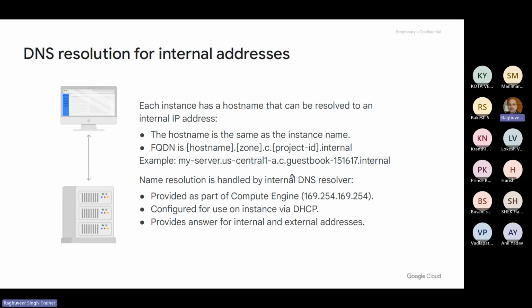Name resolution is handled by internal DNS server. Google has its own DNS server that handles the name resolution, and that name resolution service is provided as part of Compute Engine. It is configured for use on instance via DHCP, and provides answers for internal and external addresses. So Google provides DNS services. And if you want to use your own DNS services, then you can use another service in Google Cloud, which is the DNS resolution service. We'll talk about that later on.